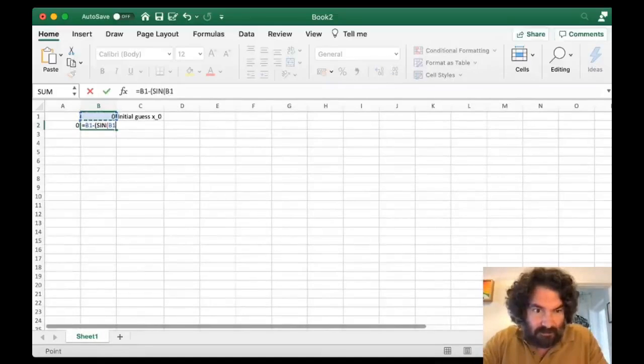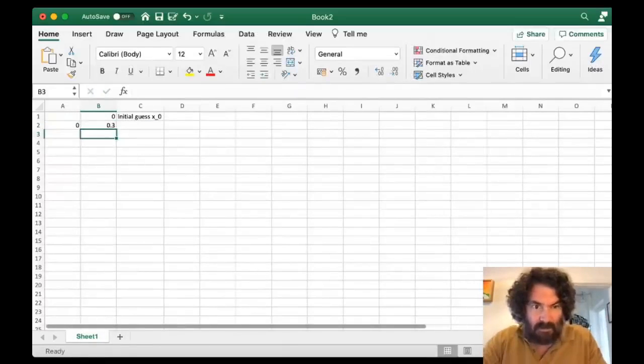Oh, sorry, I made a mistake. I want to use this one. The initial guess minus sine of this initial guess minus 0.3, divided by cosine of that initial guess. Okay, and so this is the first result, the first guess, so this would be x1.